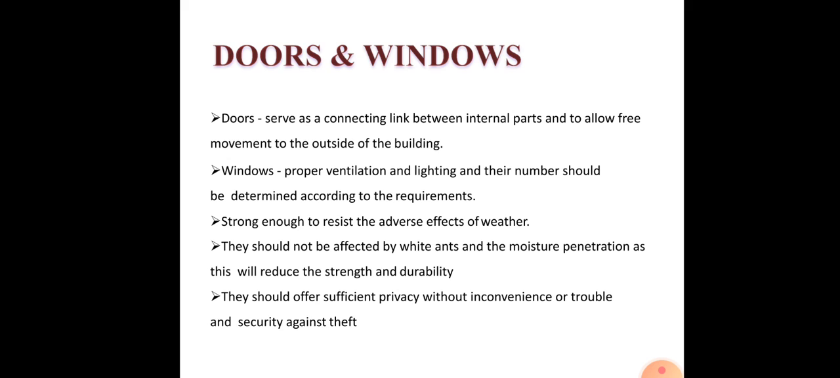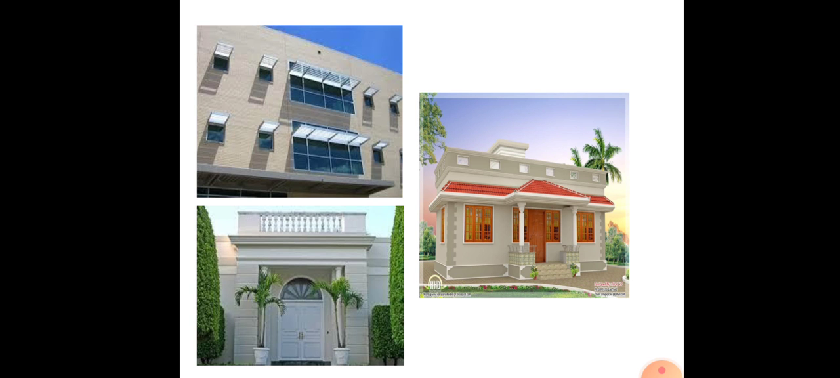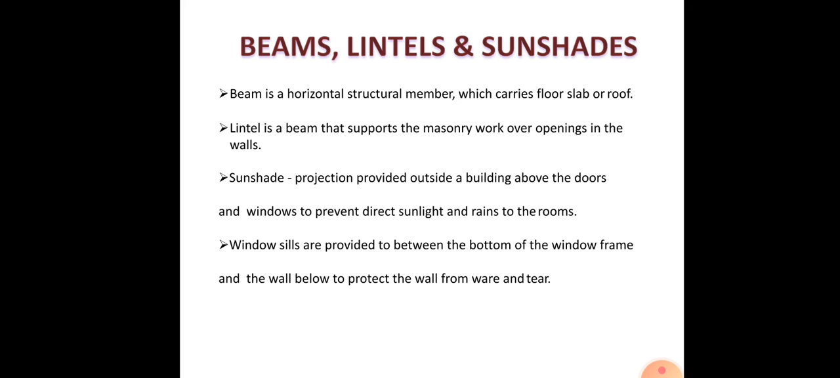Regarding the requirements of the doors and windows, they should be weather resistant. That is, they should resist any type of weather. They should have adequate resistance against fire. Then they should have sufficient heat and sound insulation. Also, the doors and windows should provide sufficient privacy and security against burglary. Burglary means theft, thieves. So they should be strong enough so as to provide security to the building. So these are the requirements of the doors and windows. Here the figure shows some doors and windows.